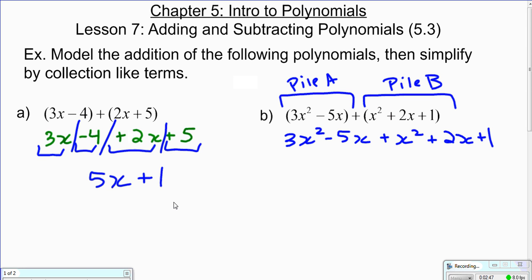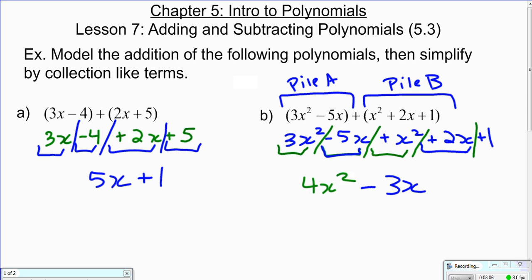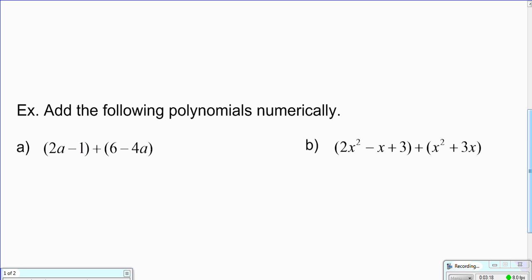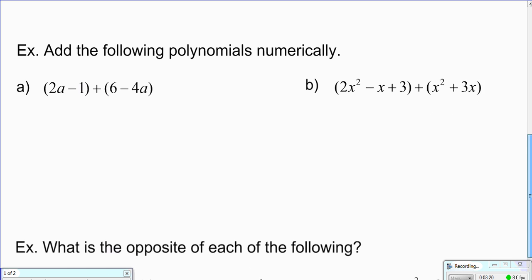Okay, so then separate into like terms, and then group our like terms. So 3x squared plus 1x squared gives us 4x squared, negative 5x and positive 2x. There's more negative, so negative 3x. And then lastly, there's only one constant, so plus 1. Okay? I hope you're getting really good at these and you're starting to like them. I think they're fun. Maybe that's just me.